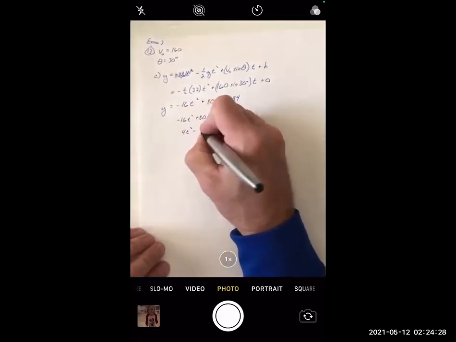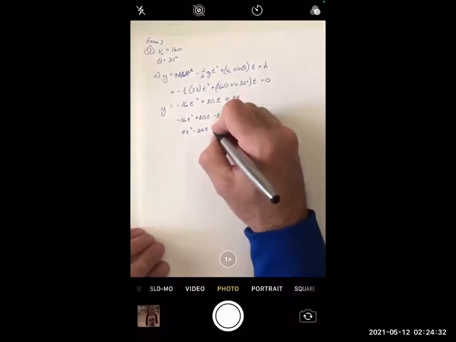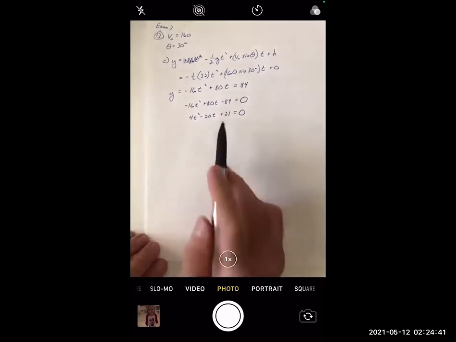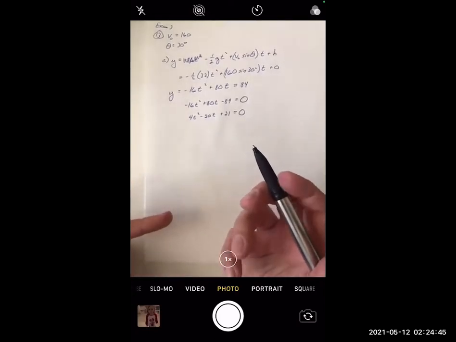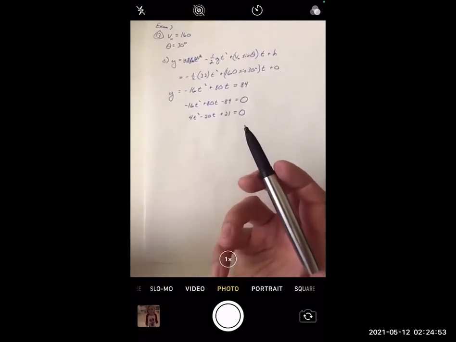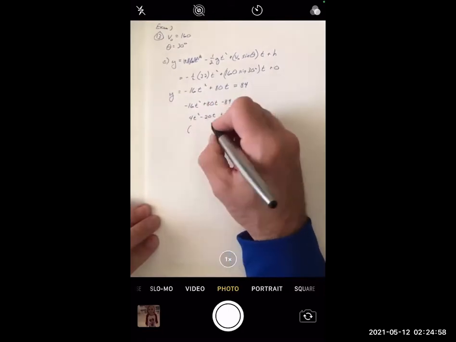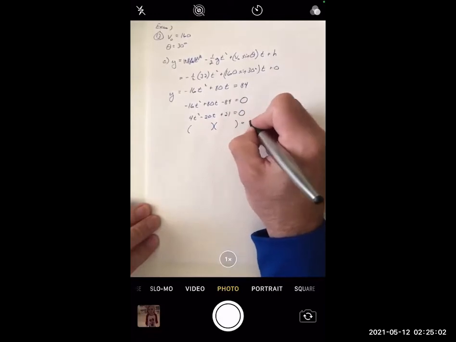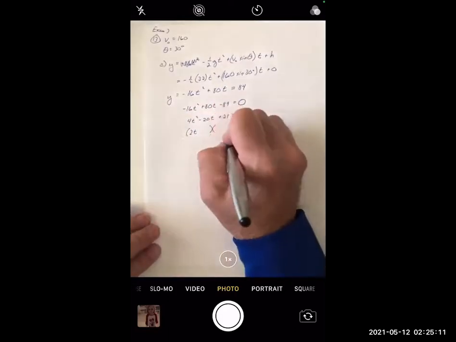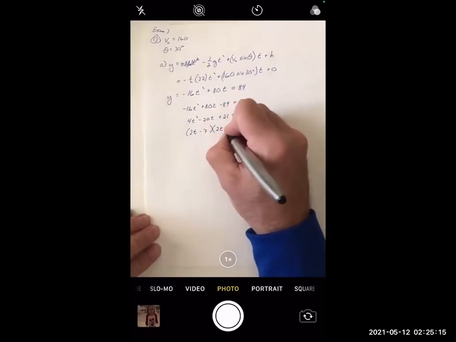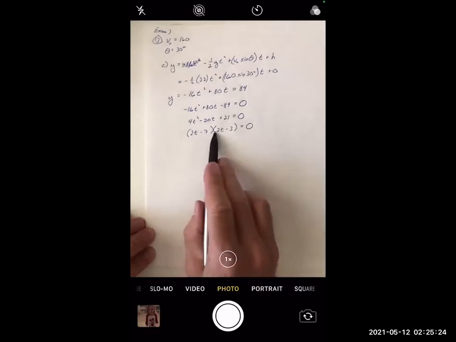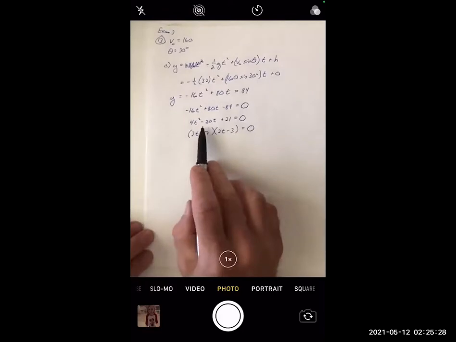We're going to divide them all by negative four just to get this to be a positive. So 4t squared minus 20t plus 21. From here, you could factor, use the quadratic formula, or complete the square. I would try factoring, and if it doesn't work, then go to the formula, but that's just me. So let's do 2t minus 7 and 2t minus 3. If you FOIL this, that gives you negative 14 and negative 6, which totals negative 20.